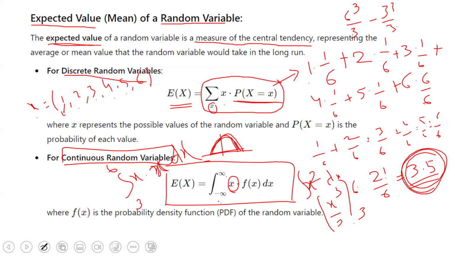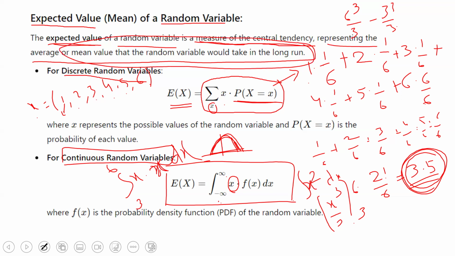What is that value? The expected value of a random variable is the measure of central tendency representing the average or mean value that the random variable would take in the long run. In the long run, what is the mean value that the random variable would take? Is this 3.5 making any sense to you?